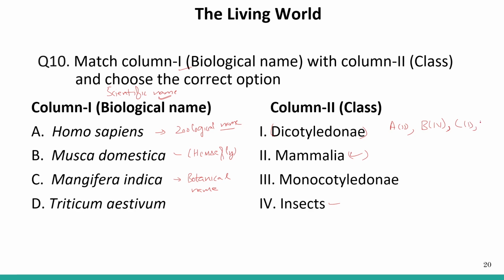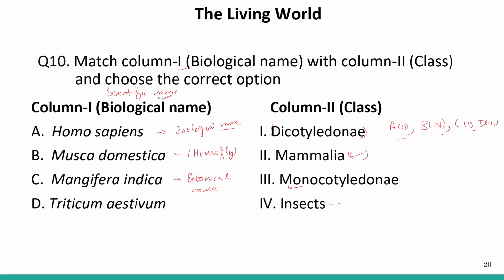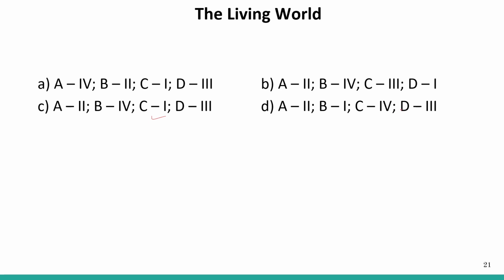And then we have the D. Triticum aestivum is a monocot. D is 3rd. So this should be the correct answer. So these are the options. You can have a look at them. Now A is 2, B is 4, C is 1. So what should be the correct answer? A is 2, B is 4, C is 1 and D is 3. So option C is the correct answer for this question.